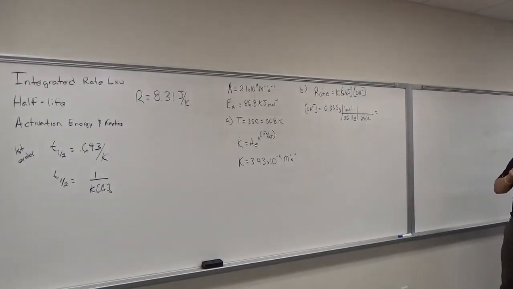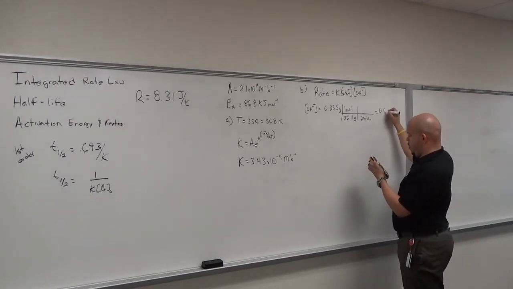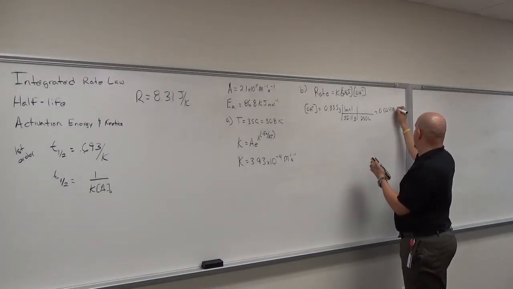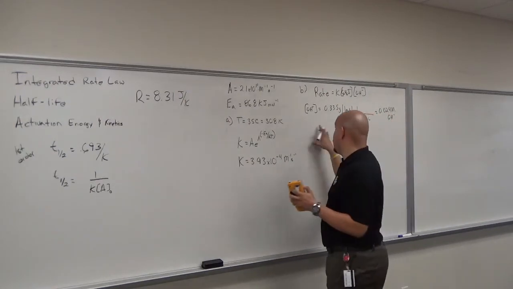0.335 divided by 56.11 divided by 0.25. So we got a molarity of 0.024 of OH minus. Hopefully this should be familiar.